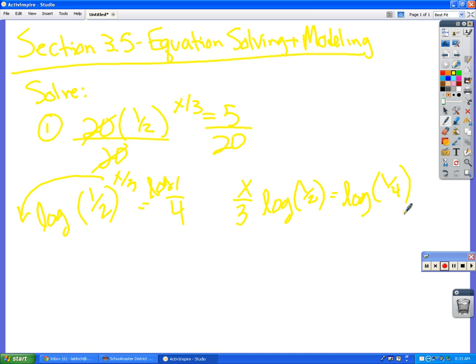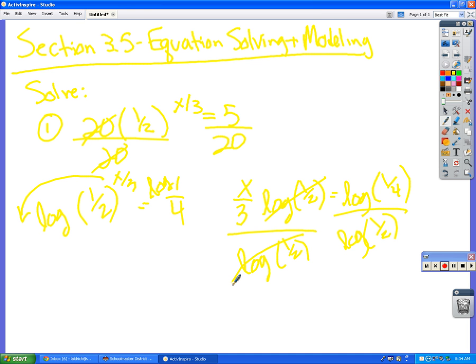It's a two-stepper. What do you want to do first? You want to get rid of the 3 or you want to get rid of the log 1/2? You want to get rid of the log 1/2? Okay, what is the log 1/2 doing to the x? Multiplying. So to get rid of that, I'm going to do the opposite. I'm going to divide both sides by the log of 1/2. So these cancel. That leaves me x over 3 equals the log of 1/4 divided by the log of 1/2.